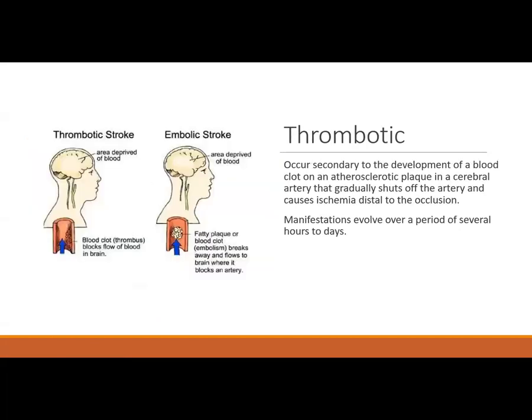Going into our ischemic strokes, the first one we have is our thrombotic. This occurs secondary to the development of blood clots on an arteriosclerotic plaque in the cerebral artery that gradually shuts off the artery and causes ischemia distal to the occlusion. Manifestations evolve over a period of several hours to days. On this thrombus one, you can see where they've got the thrombus that's blocking off blood to the brain.